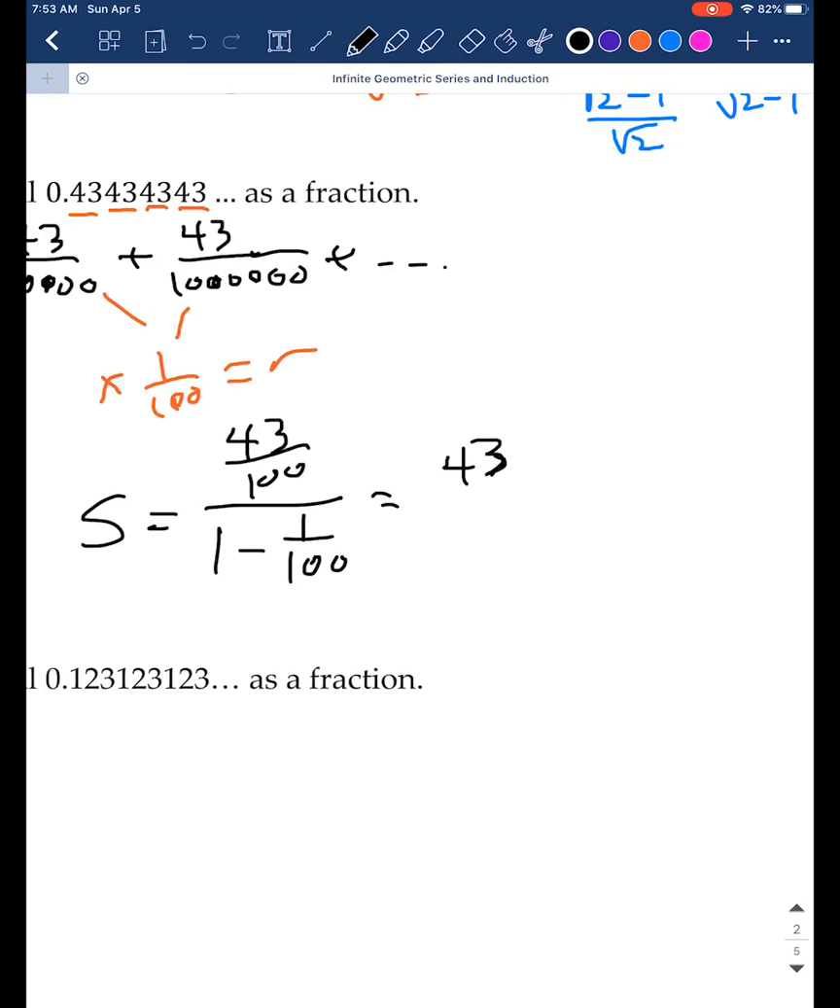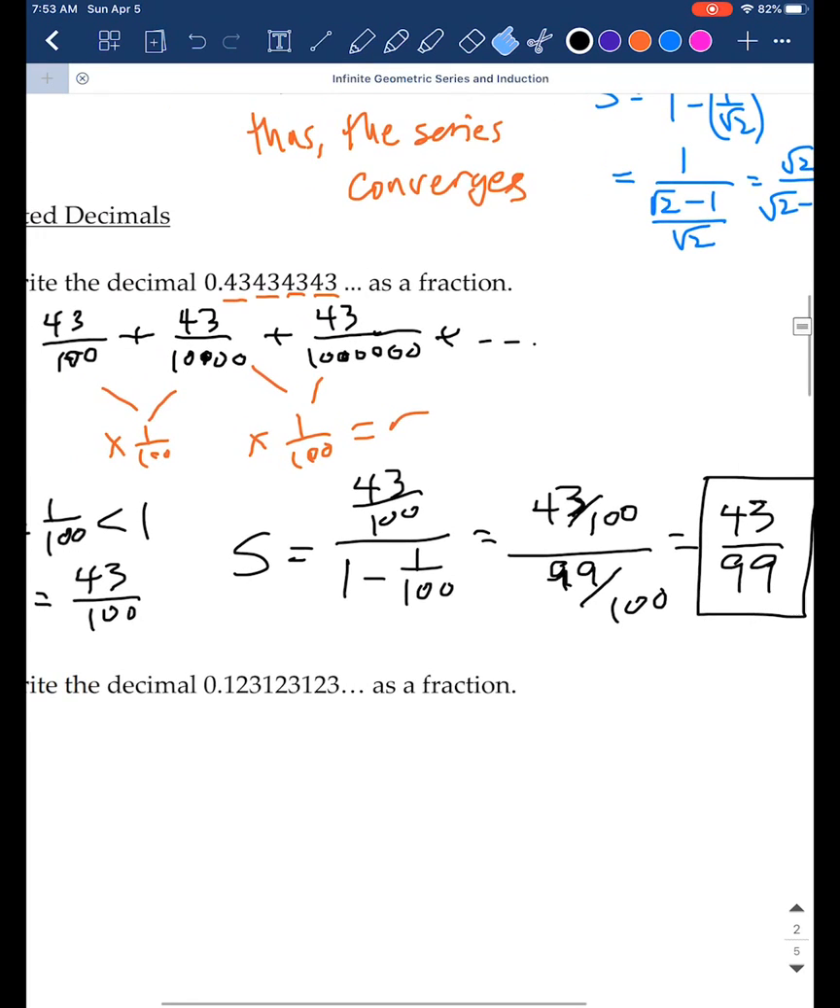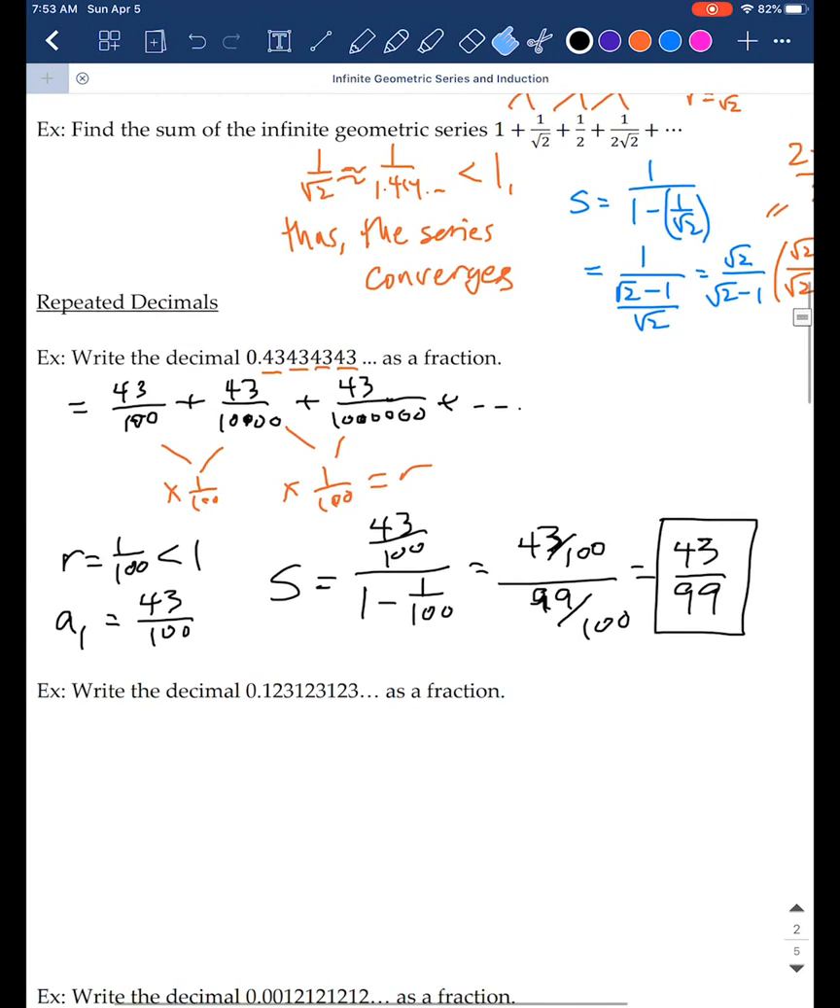So we'll get 43 over 100, and if I find a common denominator in the denominator expression, we'll have 99 over 100, which simplifies to 43 over 99. And you could put that in your calculator to verify. So just a quick use of geometric series to convert decimals to fractions.